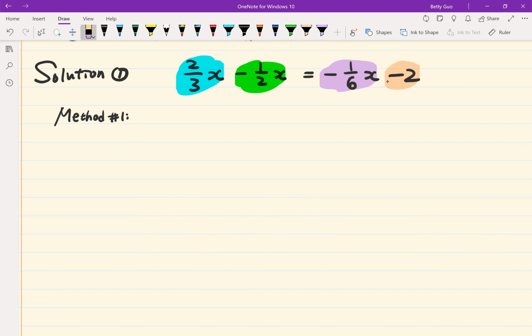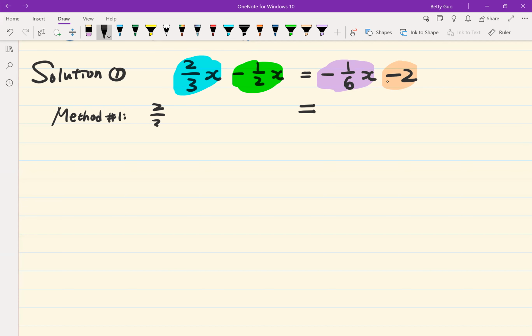So remember, we want variable terms together. Again, this is the anchor. This is the equal sign. On the left, blue and green are already variable terms. We want to move the purple over to the left. Do you agree? Okay, so this is what I'm going to do. Bring down blue. Nothing changed because it's still on the left. Copy green. Nothing has changed.